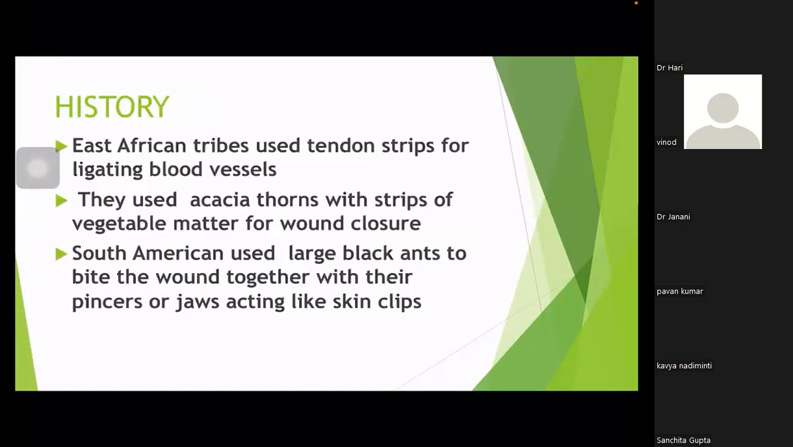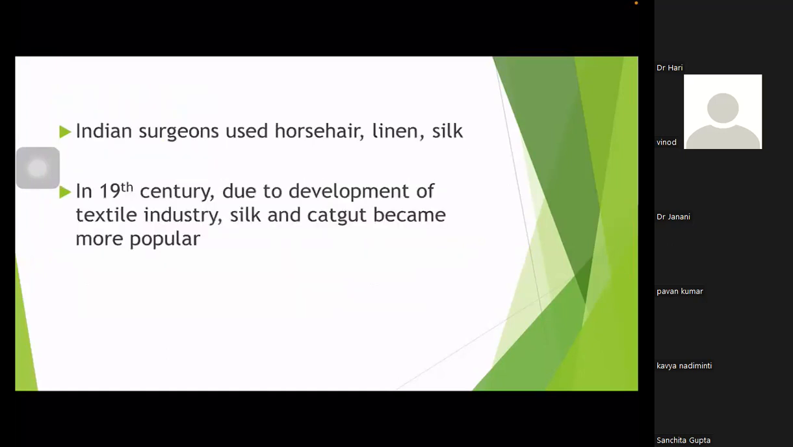History of sutures. East Africans used tendon strips and acacia thorns for wound closure, and South Americans used black ant heads for the closure of wounds, and they helped as skin clips. And Indian surgeons used horse hair, linen, and silk. Due to the development of the textile industry, silk and catgut had become more popular.